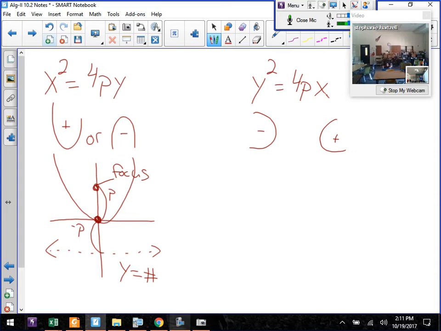Whereas if I have a y squared parabola, what changes is that the p-value still tells you what direction you're going, whether you're moving right or left. If p is positive, think about the number line: going to the right is positive, going to the left is negative. It's going to be super easy to see as soon as I throw in an example. But I just want to get down on paper what things look like. What's the equation of your directrix going to be if you have a y squared?